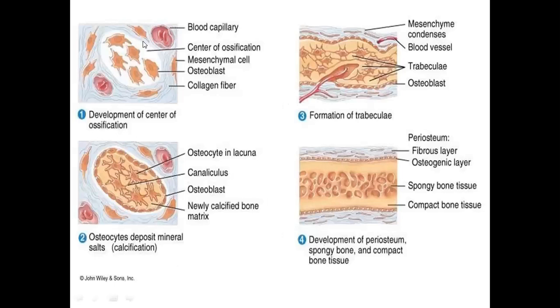Here you can see the developmental center of ossification and the formation of trabeculae in this diagram. Then osteocytes deposit mineral salts. Here the biochemical role will come again. Then development of periosteum, spongy bone, and compact bone tissue.